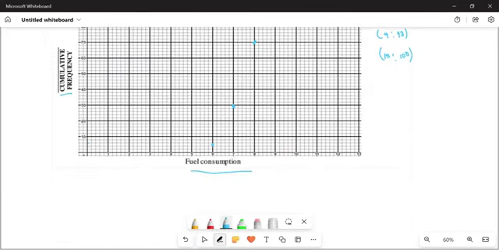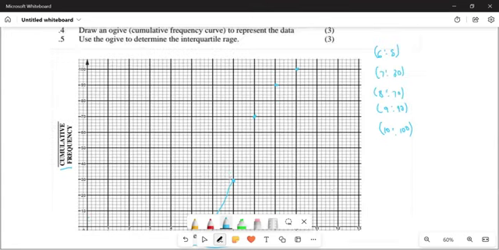Okay? Let's connect our dots. If we connect our dots, first one goes to the second one, goes to the third one, goes to this one. Okay? And then we go to this one. Okay, we are not done.